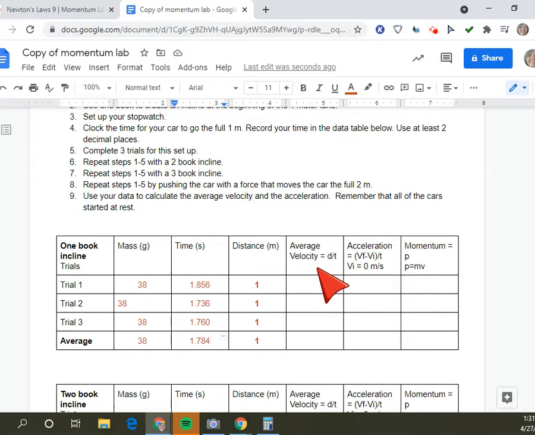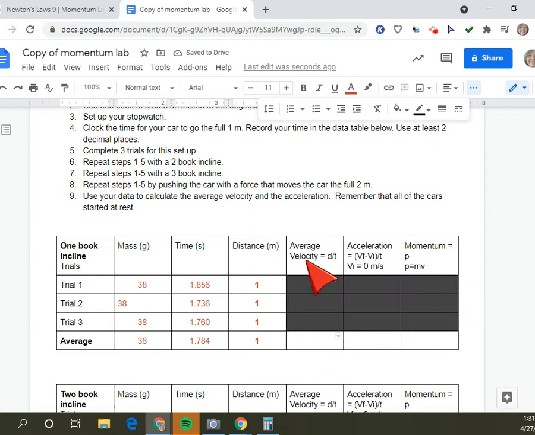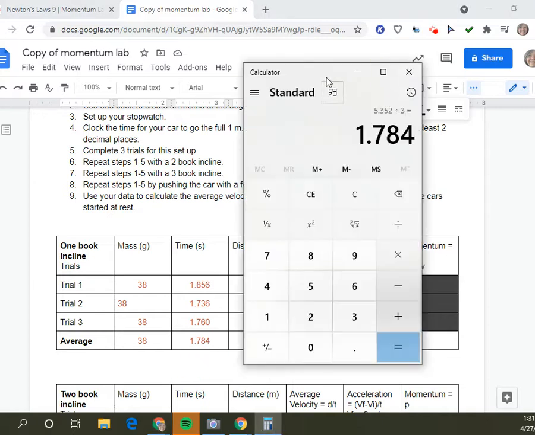I think we're going to do a bargain basement on this. I am going to say that we just probably need to do the average. So let's just fill that in. All right, so if we do average velocity, we're going to go distance divided by time. So we're going to say distance divided by time. Fill up our calculator.